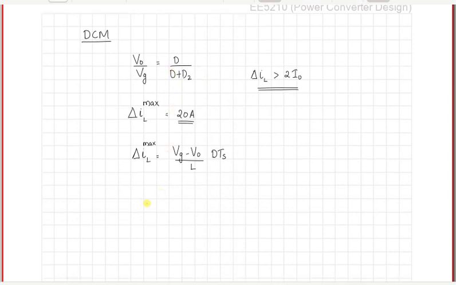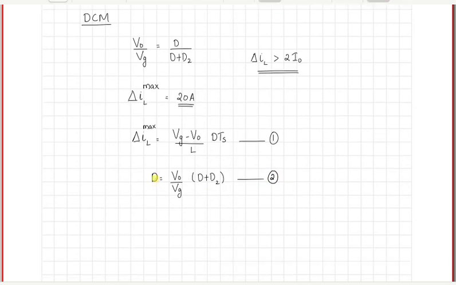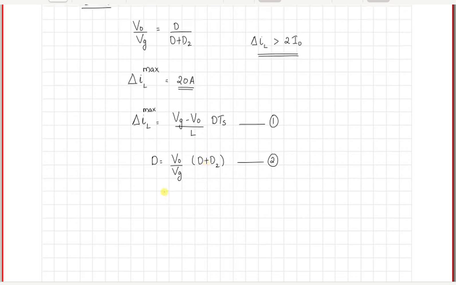So from the voltage gain equation, I can now write D is equal to Vo by Vg times D plus D2. Okay, so let me call this equation 1 and this equation 2. Okay, so if I substitute for D from this equation 2 into equation 1, what do I get? So right now I don't know what is the value of Vg which will give maximum, so I will omit the maximum.